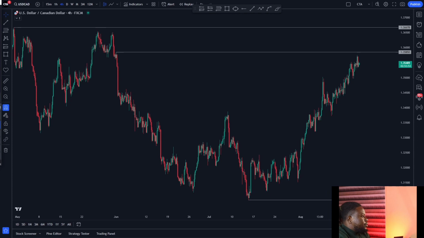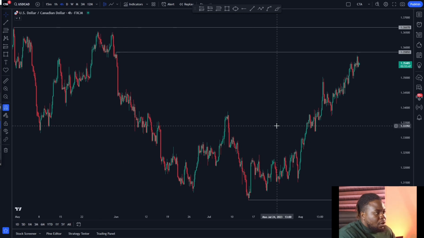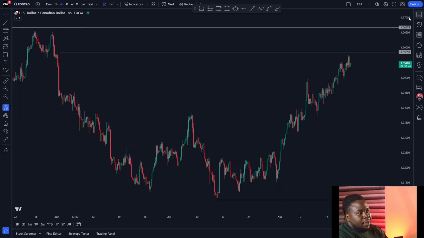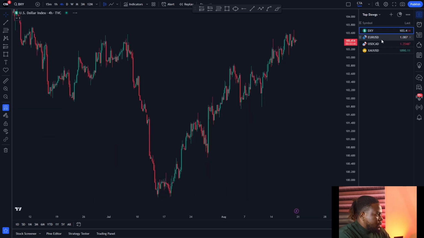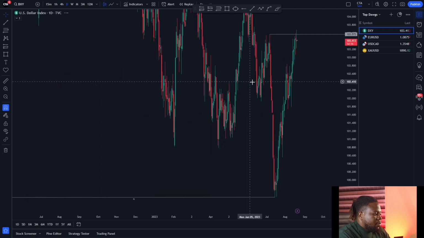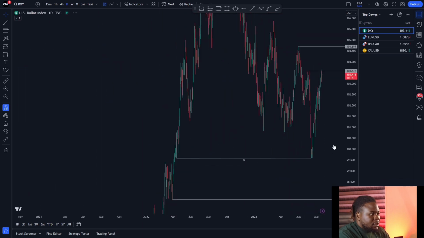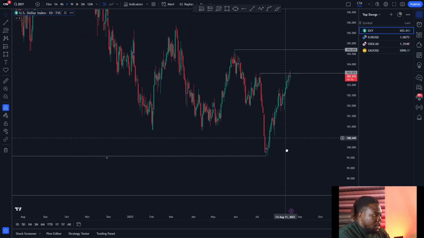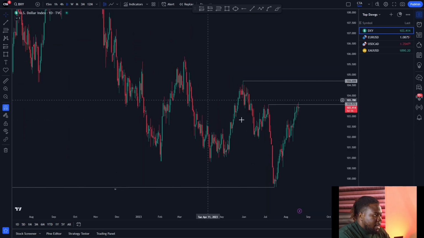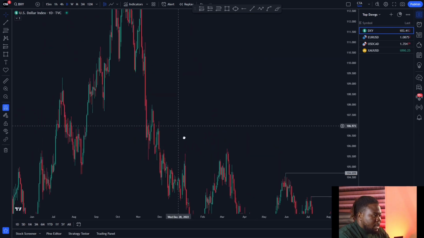All right, so very interesting price action here. We're going to keep our eyes on, I want to quickly look at the DXY. So the top dogs: EURUSD, USDCAD, and gold. So very quickly looking at this, the market has created equal lows here, and we have been descending for quite a while. Quite some time we've been descending all of this.